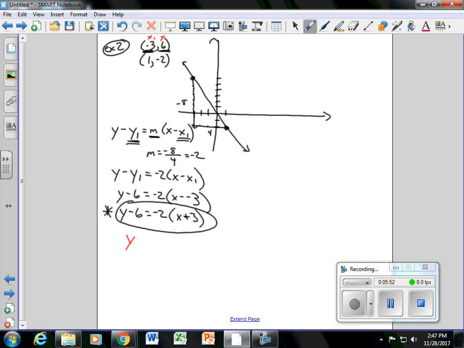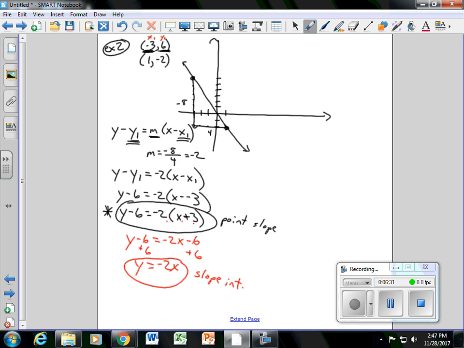For example, I could do y minus 6 equals negative 2x minus 6 by distributing the negative 2 to the x and the 3. Then I would add 6 to both sides, and I would get y equals negative 2x. So this would be an answer in slope-intercept form, whereas this is an answer in point-slope form. So you've got to pay attention to the instructions.